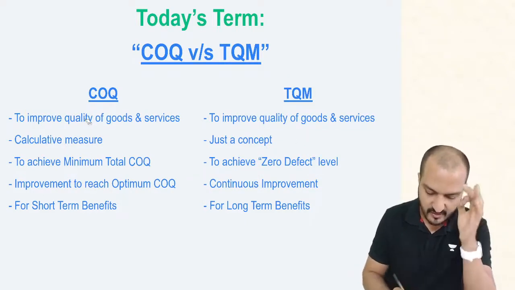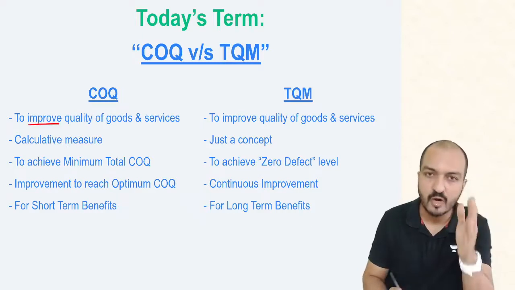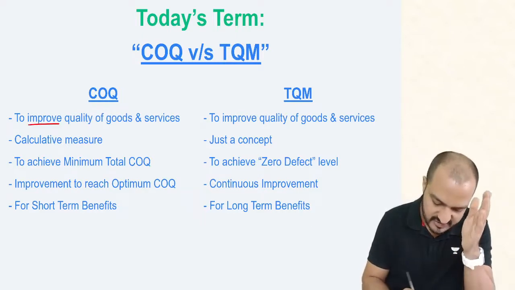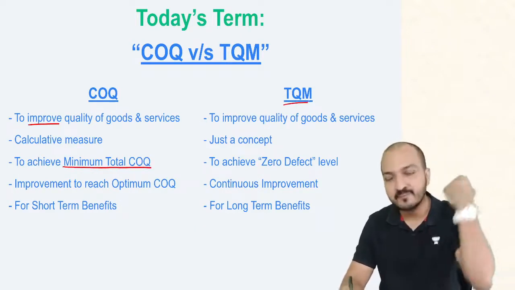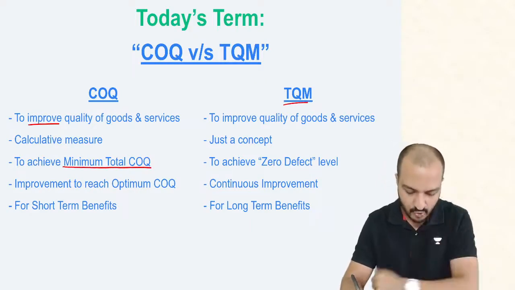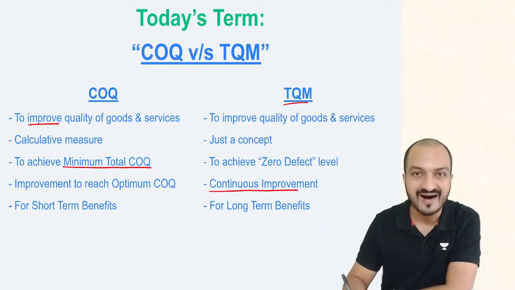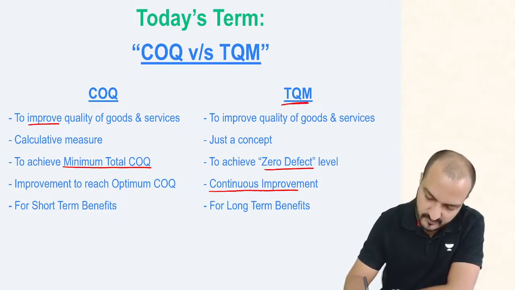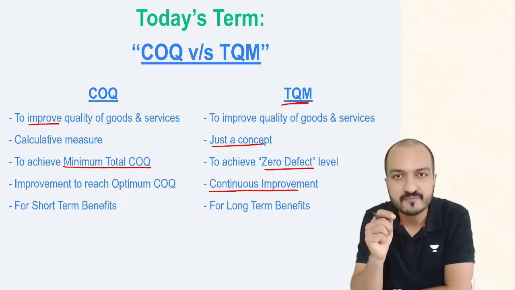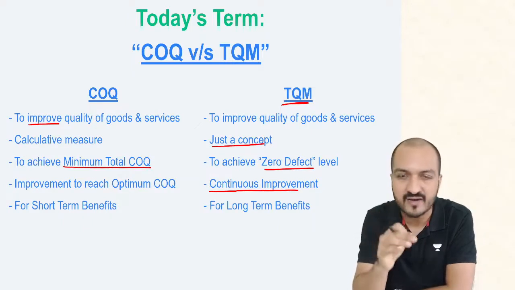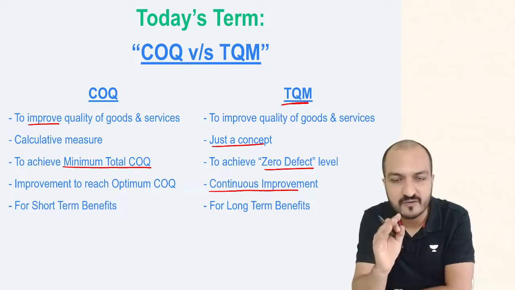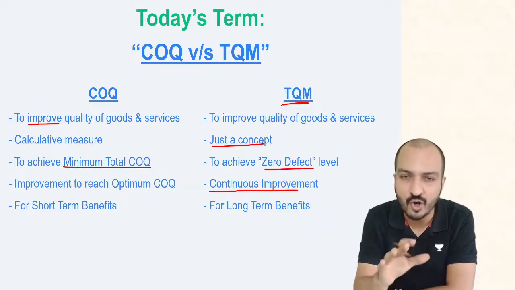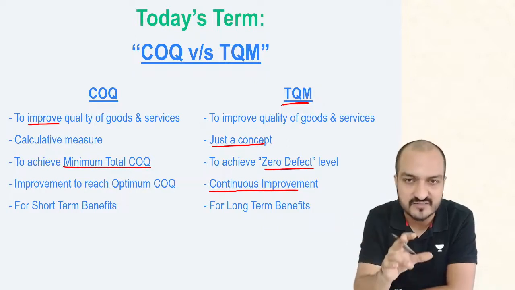COQ is suggesting that you stop doing further improvement the moment you reach the minimum cost of quality, while TQM is suggesting that you keep doing continuous improvement until you reach zero defect. And that's the reason TQM is only a theoretical concept. Practically, it doesn't make sense to spend more and more money to reach the zero defect level. So TQM is only a theory concept, not useful in a practical sense, at least not in the short term.